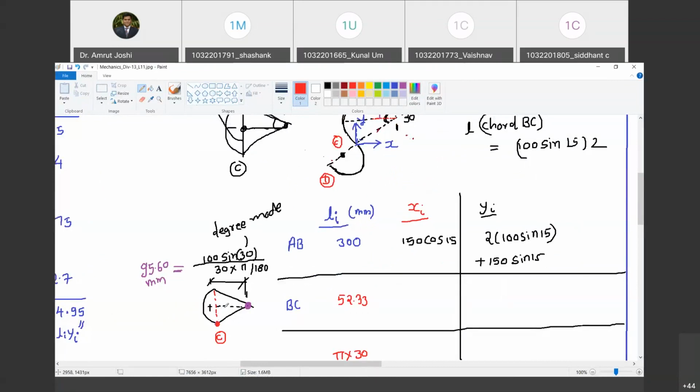Now, tell me, how much is this distance? Isn't it R cos 15? Yes, because this angle is 15 degrees. Happy? So can you tell me how much is R cos 15? R is 100. 96.5.